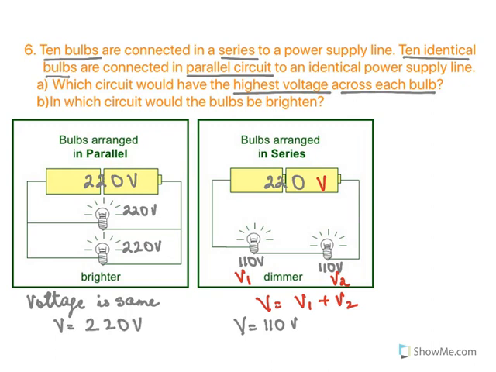So where will they burn brighter? You'll definitely agree they'll burn brighter in parallel, and it'll be dimmer in series. So which circuit would have the highest voltage across the bulb? The answer would be parallel. And in which circuit would the bulbs burn brighter? That would again be parallel, because the voltage is very high in parallel. In series, the voltage gets spread out.